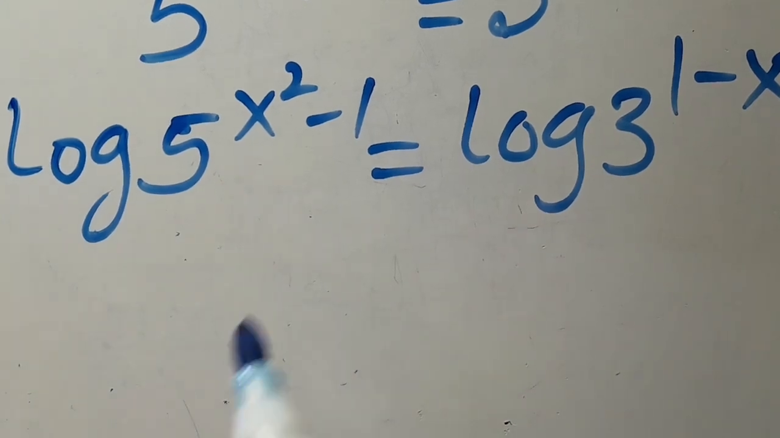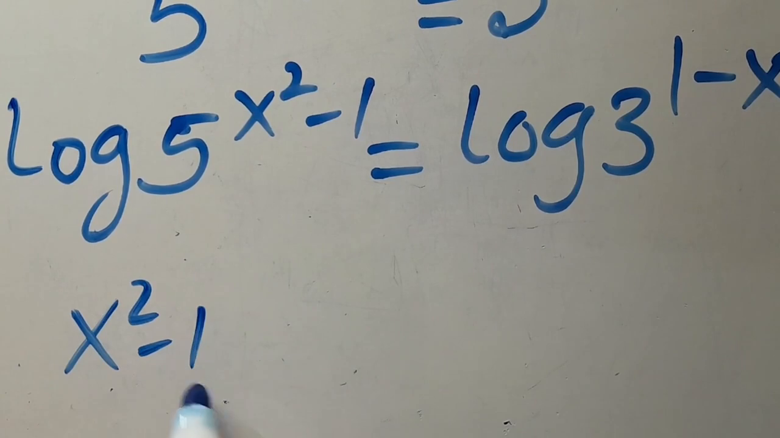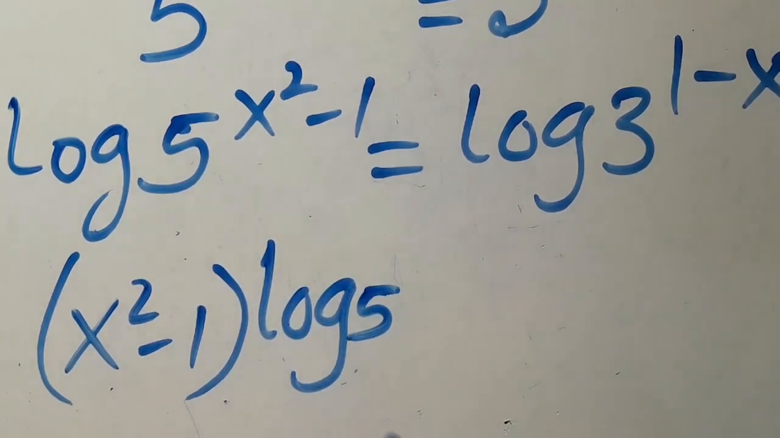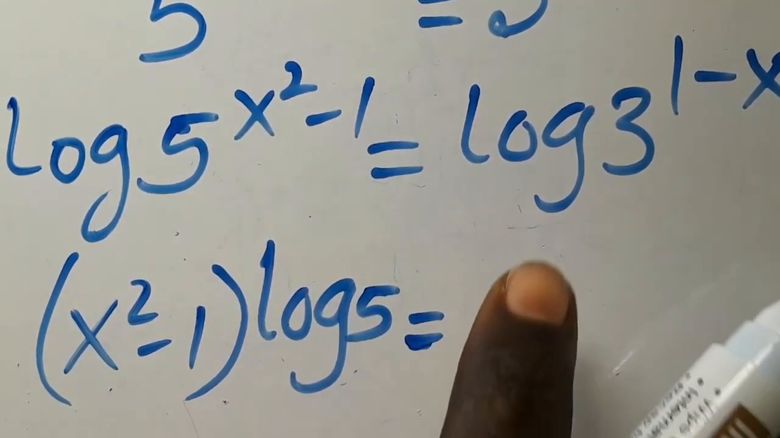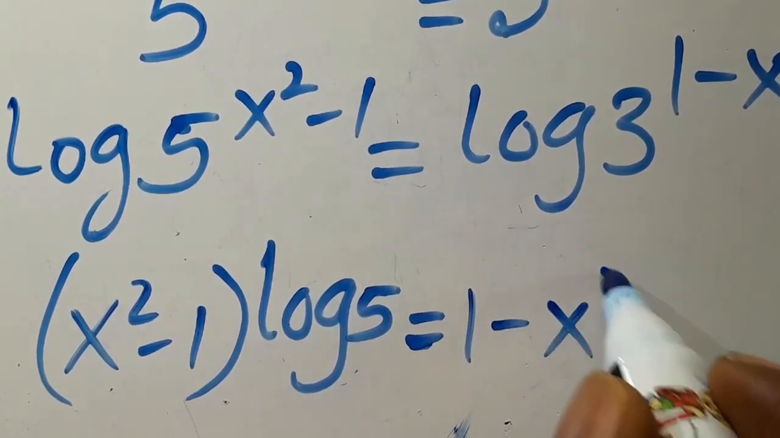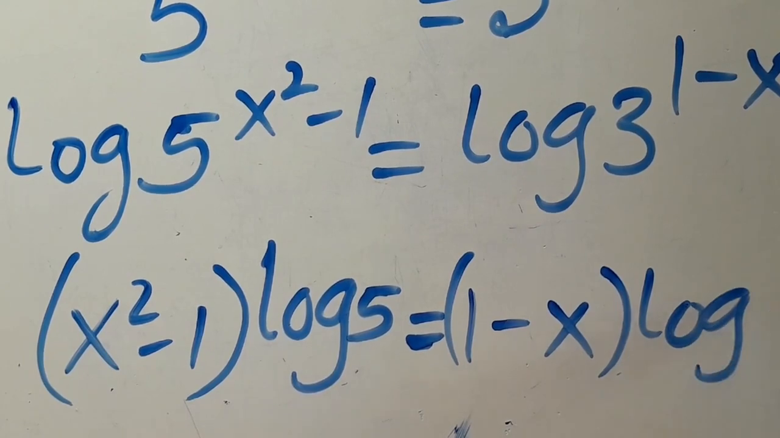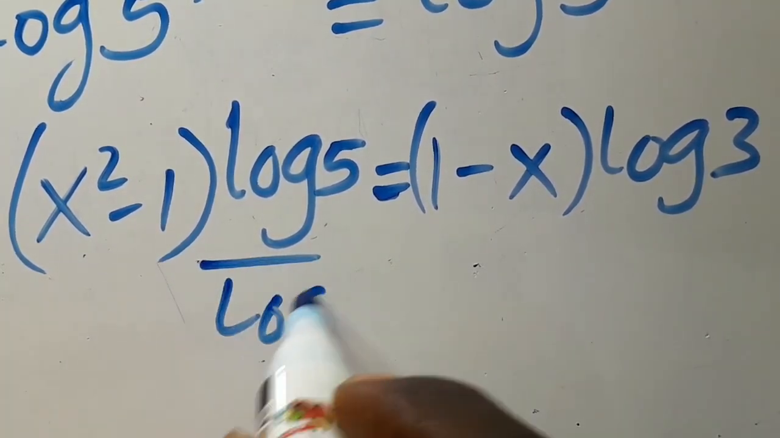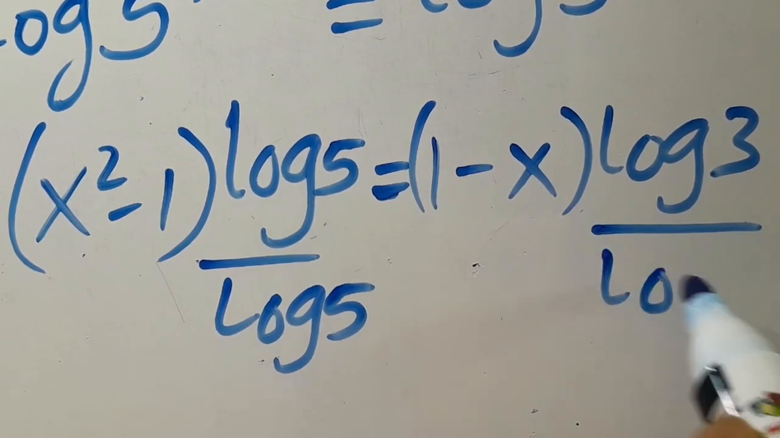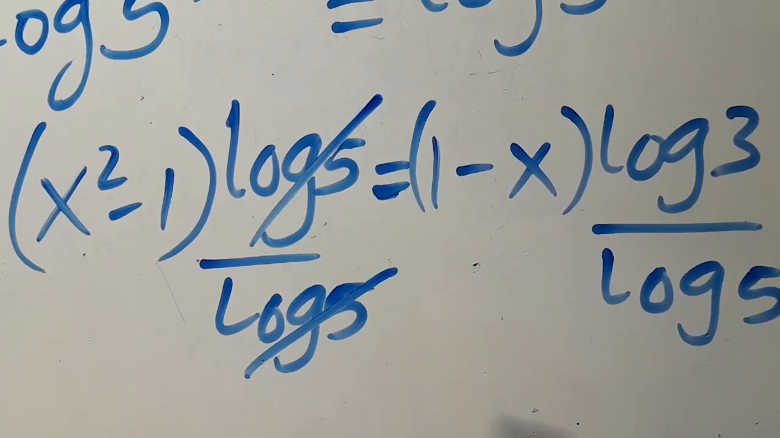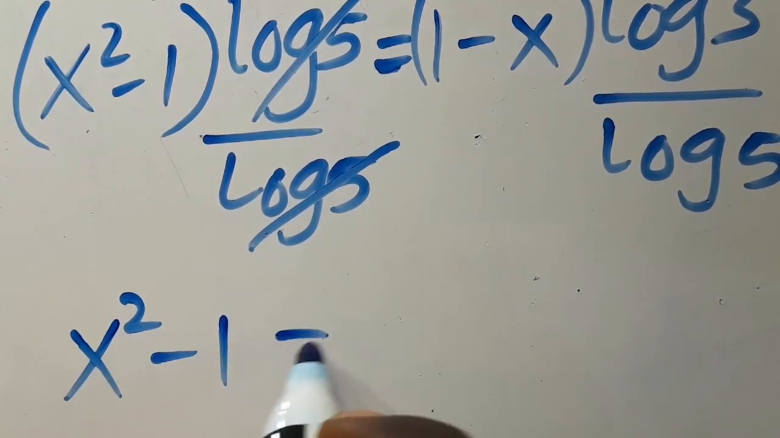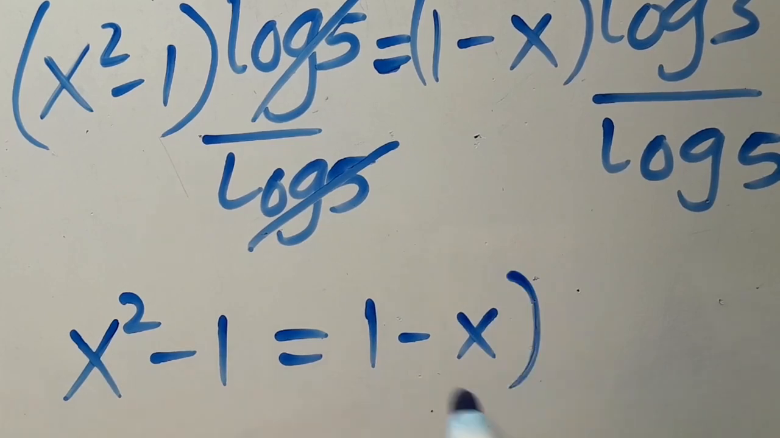Then from here, this we have x squared minus 1. We come down to the base as multiplied by log 5 equals this power will come down to the base as 1 minus x, then multiply by log 3. Then from here, let's divide through by log 5. This and this will cancel. So we are going to have x squared minus 1 equals 1 minus x.